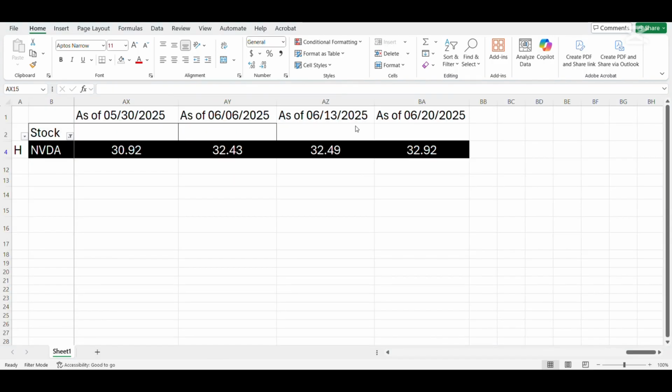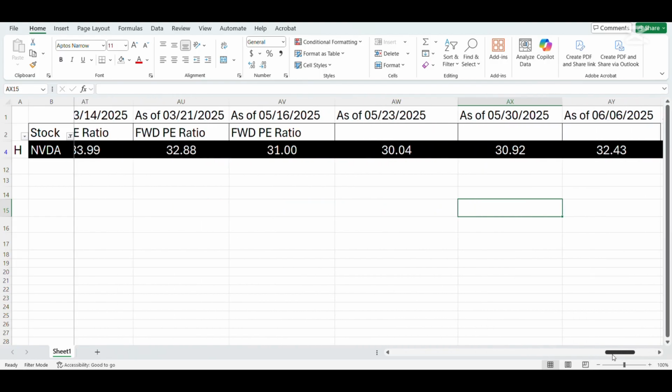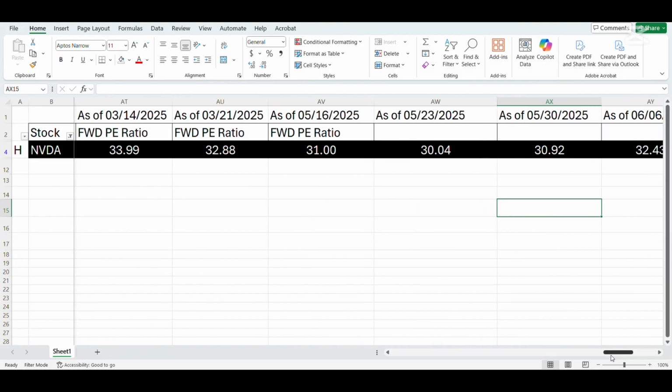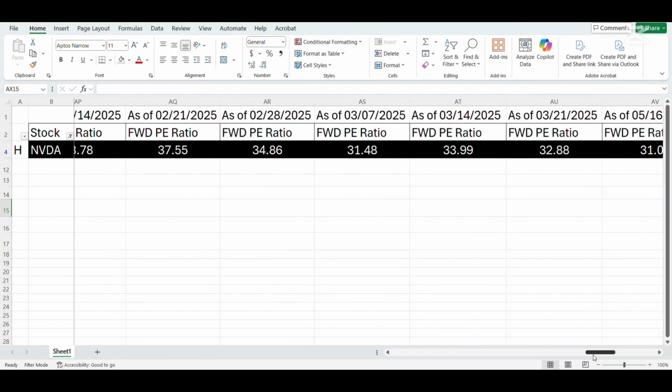And now let's take a look at the forward P/E for Nvidia. As you see on your screen, as of Friday last week, Nvidia's forward P/E was 32.92. One week prior, it was 32.49, and two weeks prior, it was 32.43. And if you go further in the past, you see that it was ranging between 30 and 35, right?